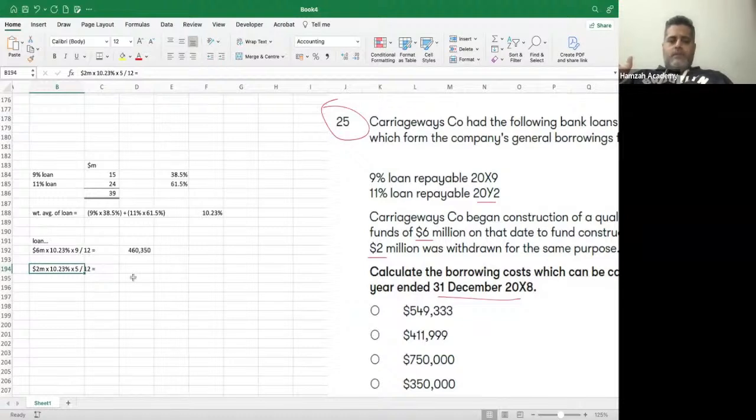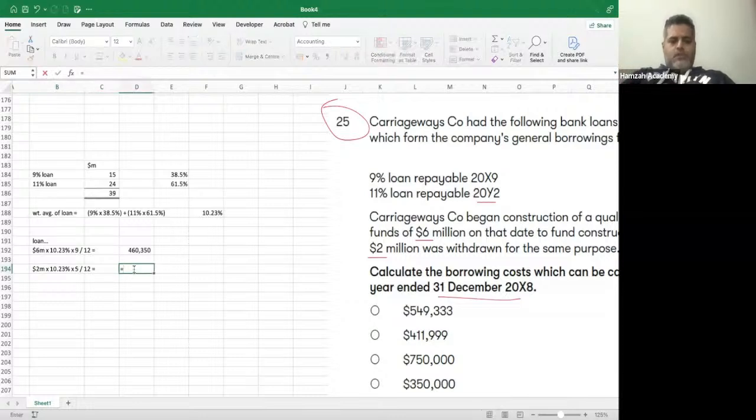Yes or no? Okay. So this is 2 million into 0.1023, sorry, not 0.05. Sorry. 10.23 is 0.1023 into 5 by 12. Done.